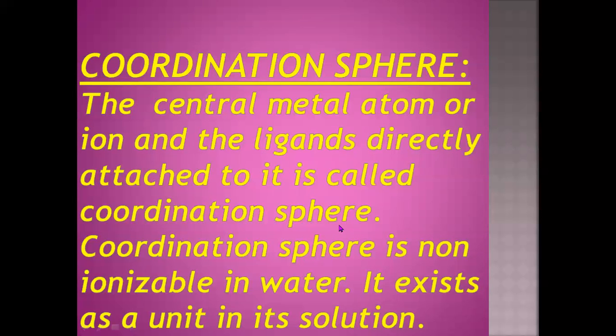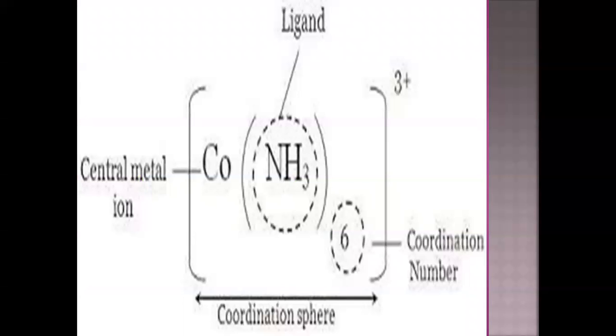The coordination sphere. This in total is called the coordination sphere. To understand that, we will take an example, but before that, what is the definition? The central metal atom or ion and the ligands which are directly attached to it is called the coordination sphere. And we have to remember that it is non-ionizable in water or in any solvent to which it is added. So when a coordination compound is added to water, this coordination sphere will not get ionized. It exists as a unit in that solution.